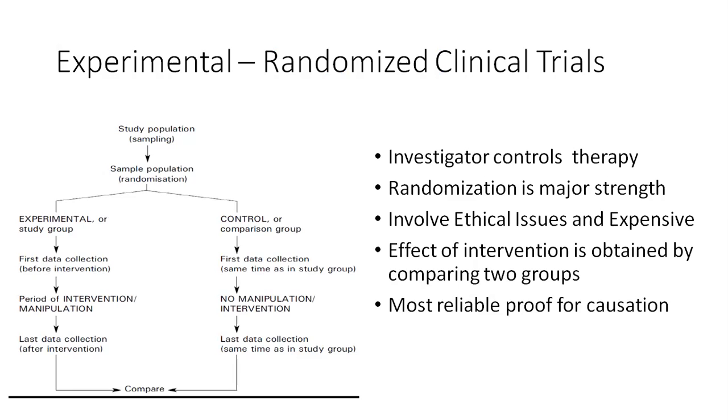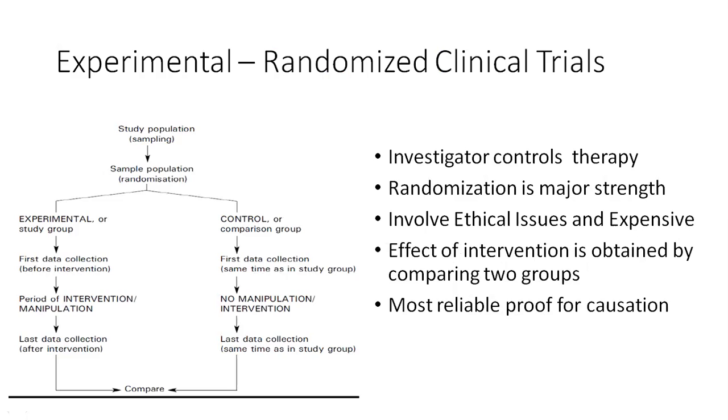That is one of the major advantages of doing this particular study. And out here, if we tend to differentiate it with observational studies, in the observational study, you only had a comparator, that too in a case control and cohort study. And when you have an intervention also, then it becomes a randomized control trial when you try to follow that intervention. So out here, the investigator controls the therapy, randomization is the major strength, but it involves ethical issues and is expensive. You are looking into the intervention and then comparing two groups, and this tends to have the most reliable proof for causation.